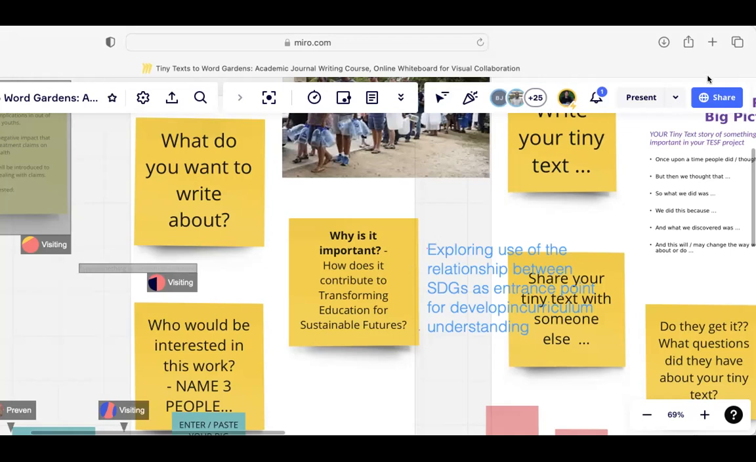Okay, good. Would anybody else like to share with us what they want to write about, why it's important, and who's likely to be interested in the work? Please join us, just so we hear a little bit from you. Otherwise, it's so quiet here on my side. Please Lunga, go ahead. You can unmute and speak.